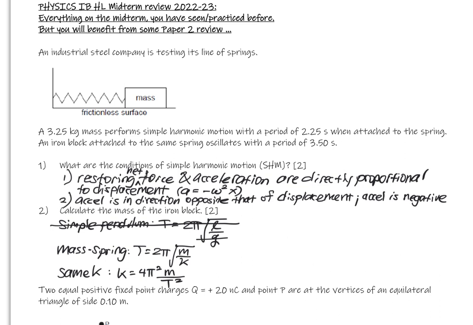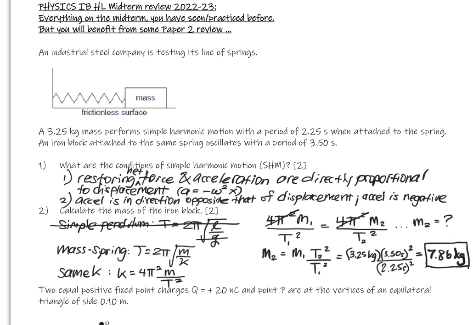The reason why I care what k is, because since it's the same k for both masses, I can set them equal to each other. So we get 4 pi squared m1 over T1 squared is equal to 4 pi squared m2 over T2 squared. I know the two different periods. I know the mass of the first block. I need to solve for the mass of the second block. Let's go. So first of all, 4 pi squared is a constant. It's on both sides of the expression. I'm not even going to bother with it. I'm simply going to cancel it. And in the end, when I solve for m2, I get 7.86 kilograms. And that's our SHM question.